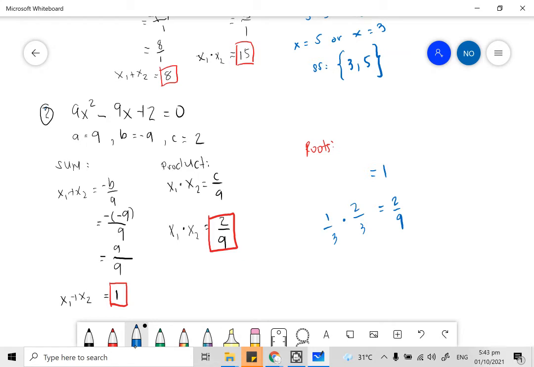Ngayon, pag pinag-add natin yan, let's see. 1/3 plus 2/3, anong sagot? Ang sagot yan ay 3 over 3. And then when you simplify, the answer is 1. And then, tama tayo. Check.